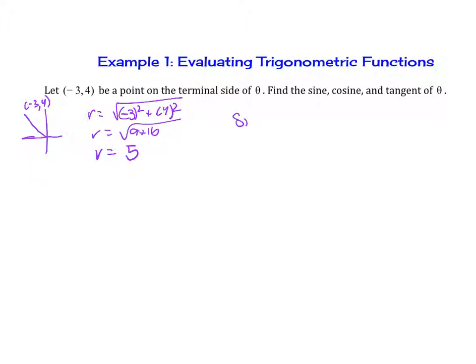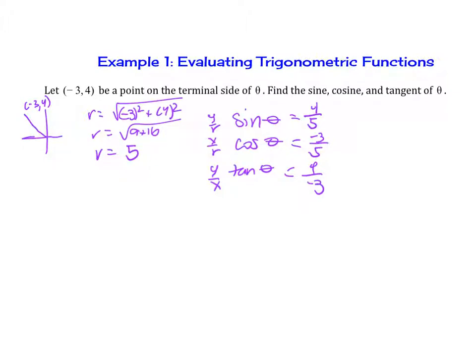So then it just says to find sine, cosine, and tangent. We know that sine is y over r. So our y value is 4, the radius is 5. Cosine is x over r, so that is negative 3 over 5. Tangent is y over x, so therefore it is 4 over negative 3.